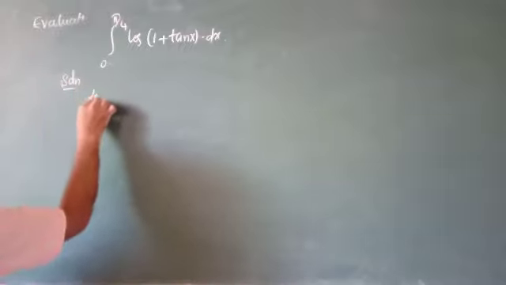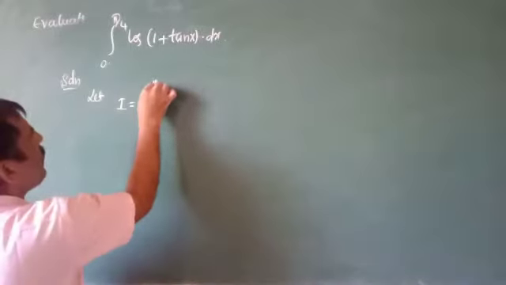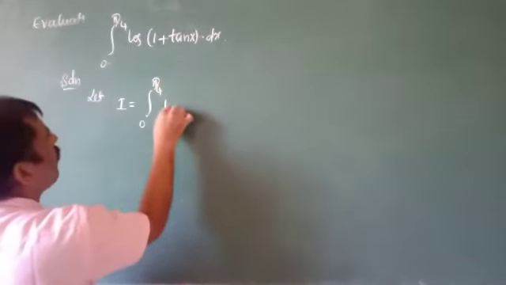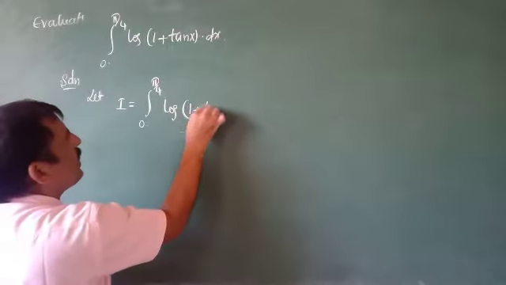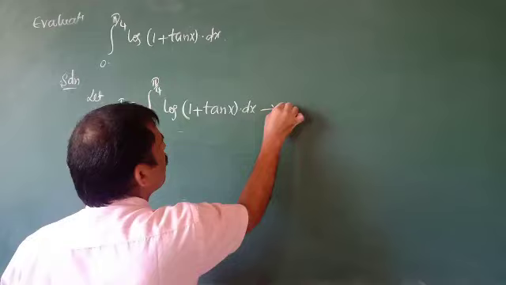Let I be equal to the integral from 0 to pi by 4 of log of 1 plus tan x with respect to x. This is equation 1.